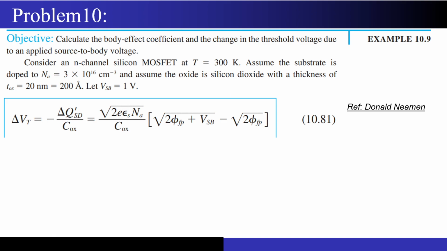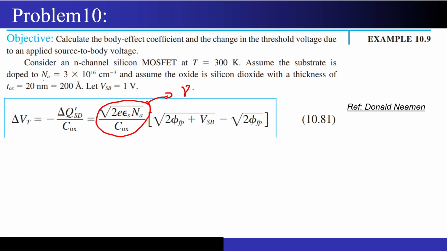So now let's move on to the next numerical, that is problem number 10. Calculate the body effect coefficient and the change in the threshold voltage due to an applied source to body voltage, right? So now they are asking us to calculate the gamma first. We have to calculate the gamma, right? So now let's see how to calculate the gamma over here. So for calculating the gamma, by the way, let's see whether they are asking anything or not.